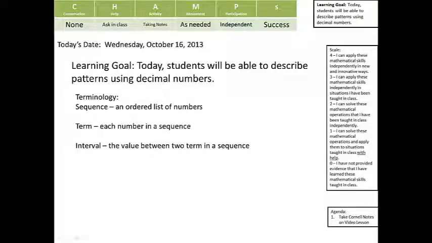And the third term that you need to know is interval. And the interval is the value that's between each term in the sequence. So if it increases by 1, then the interval would be 1. If it increases by 2, then the interval would be 2. So whatever that space is in between the terms is the interval. And so when the interval repeats itself, we can determine what that pattern is within the sequence.